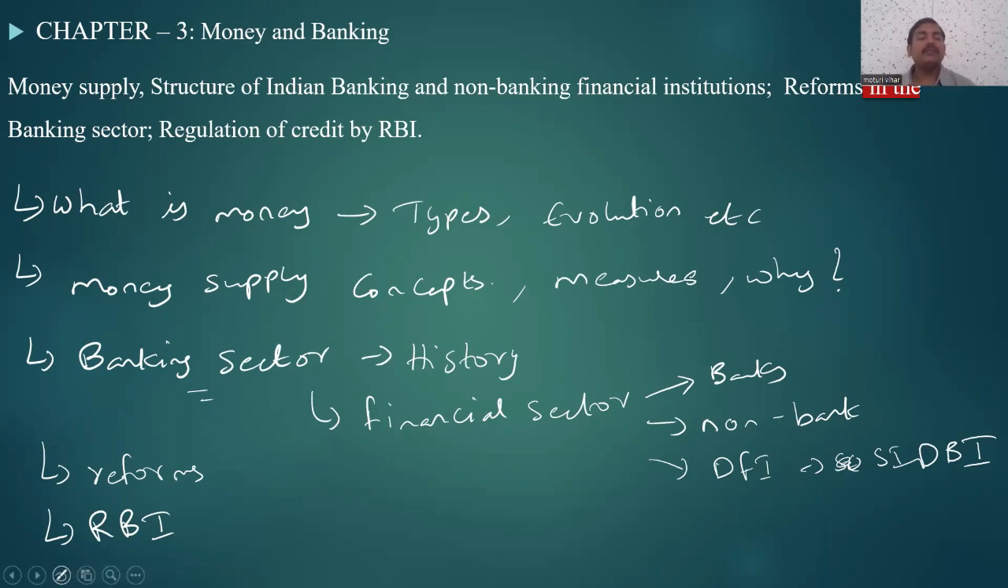Okay. After RBI, we will see what the functions of RBI are. We will see monetary policy and the monetary policy committee. How is the committee set up? How does the monetary policy change? Does it change monthly, bi-monthly, quarterly, half yearly, or annually? We will focus on those aspects. So that is the money and banking sector. This is chapter 3.